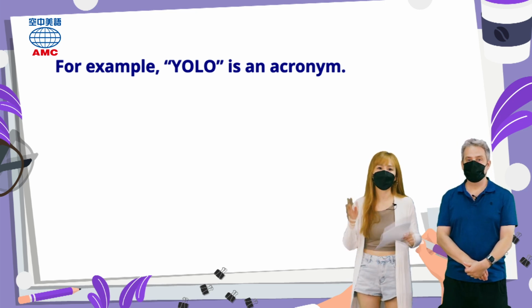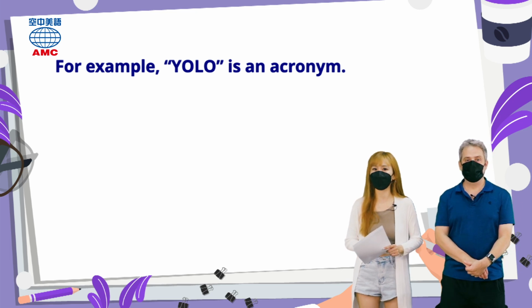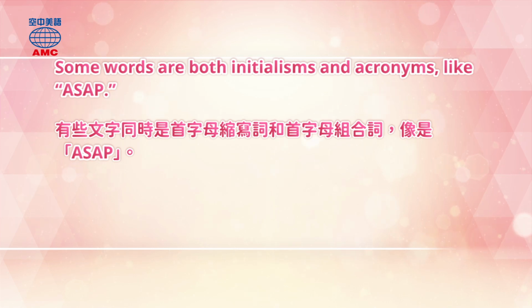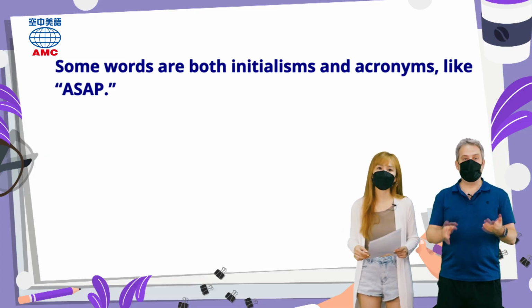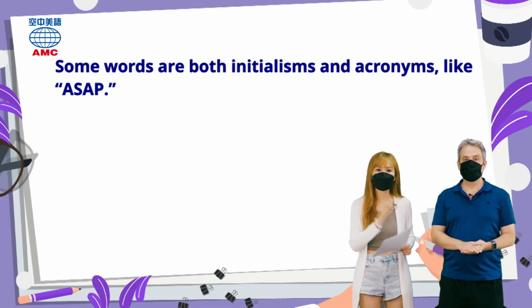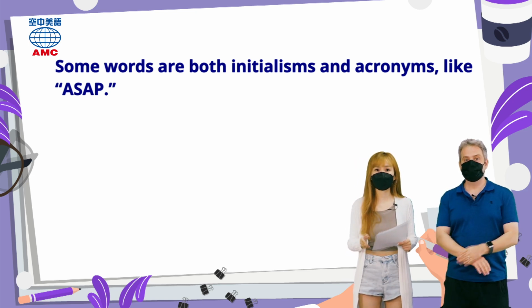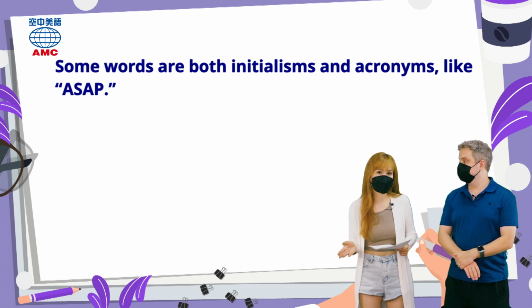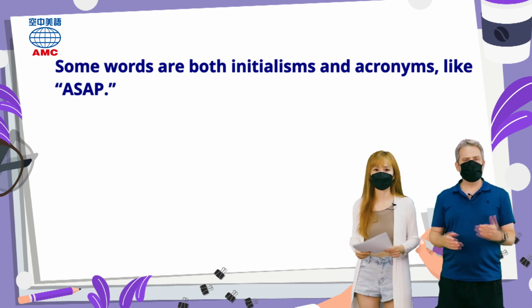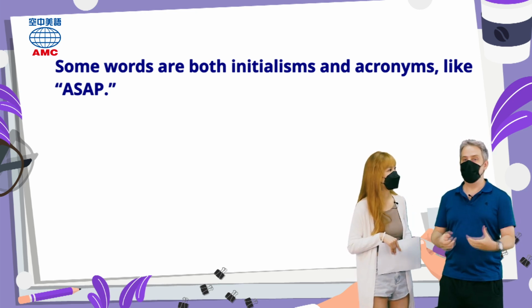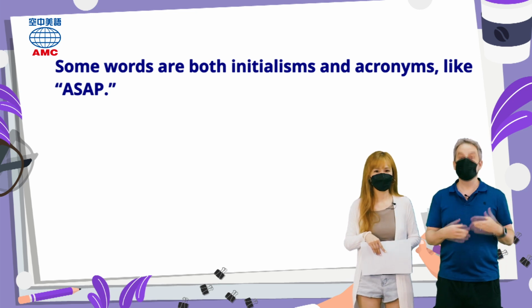YOLO 这个字就是首字母的组合词哦。 Yeah, and as we mentioned yesterday, some words are both initialisms and acronyms, like ASAP. Yeah, we could say A-S-A-P as well. Okay, 所以有些字同时是首字母缩写词和首字母组合词。举例来说，像是 ASAP，两个都可以这样子念。 Yeah, it wouldn't really work with the ones we've come up with for this lesson. We couldn't say it's our second WOOP of the day. It does only work as W-P, word power.